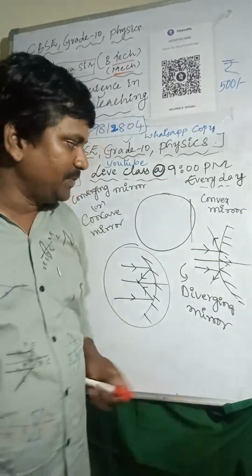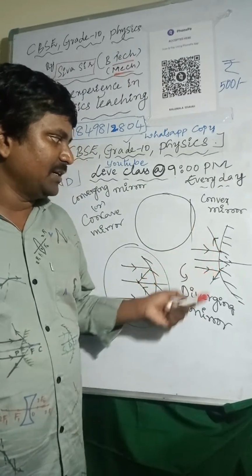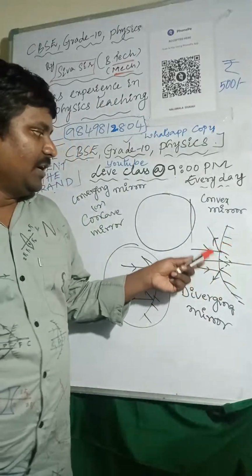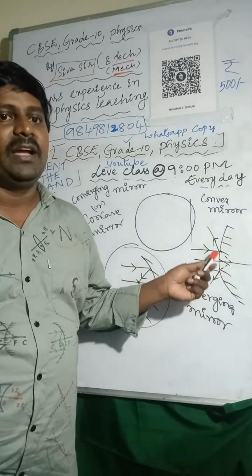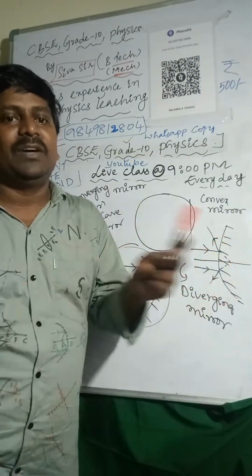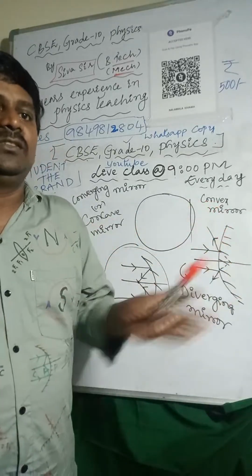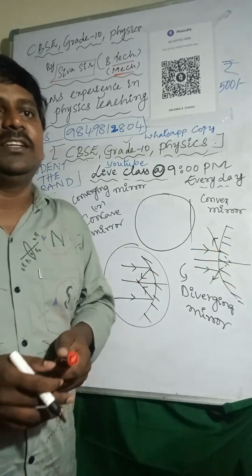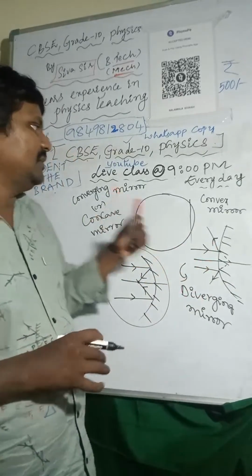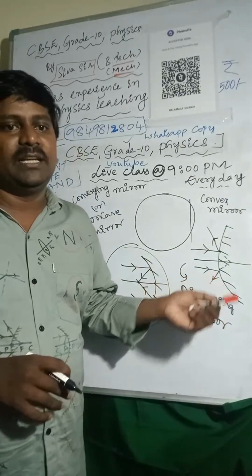So here you can see, this is the principal axis, and this is the light ray. Whenever the light ray is incident on it, it will be reflected back. You can see the reflected light rays are moving away from the principal axis. So the light rays are diverging. That's why it is called a diverging mirror. This concave mirror is a converging mirror, and the convex mirror is also known as a diverging mirror.